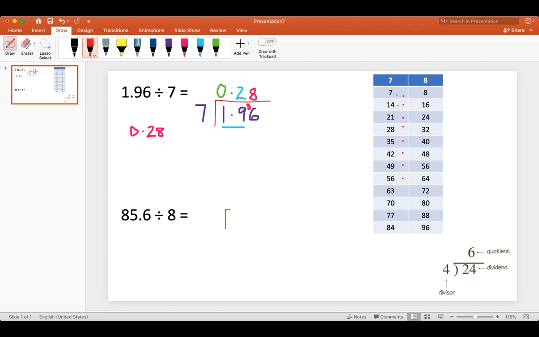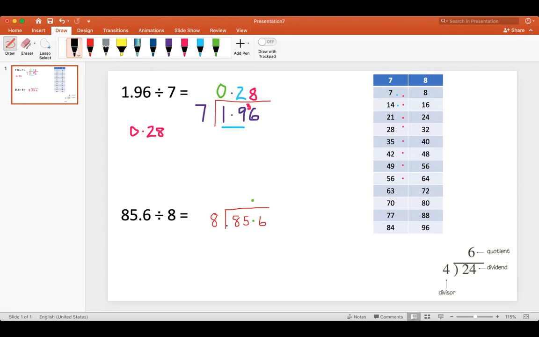Step 1, we need to draw our bus stop. Now we need to sort our numbers into the correct place on the bus stop. So our divisor is 8. And our dividend is 85.6. Now look carefully at where that decimal is positioned. It's positioned here. So we now need to put our decimal directly above it.